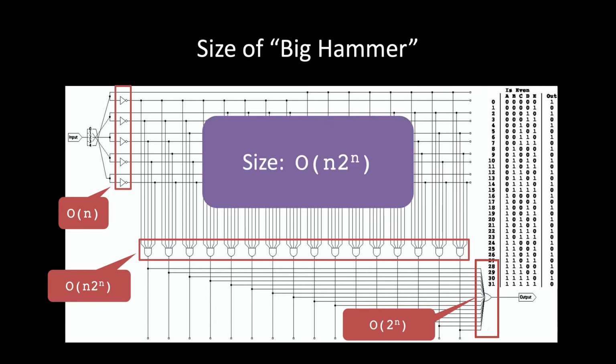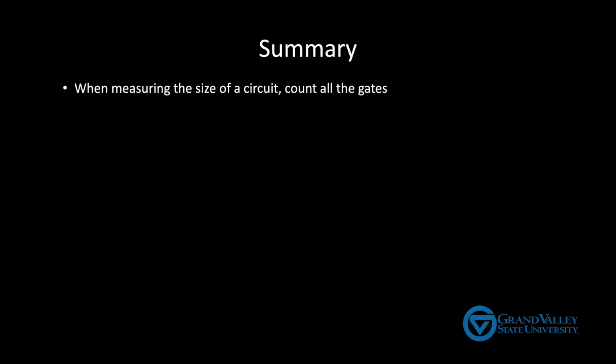So with this kind of growth rate, it's easy to see why this technique is only practical for relatively small circuits. All right, let's summarize. When measuring the size of a circuit, you can simply count all the gates. We don't have to look for critical paths or anything like that as we do when looking at the time of a circuit.